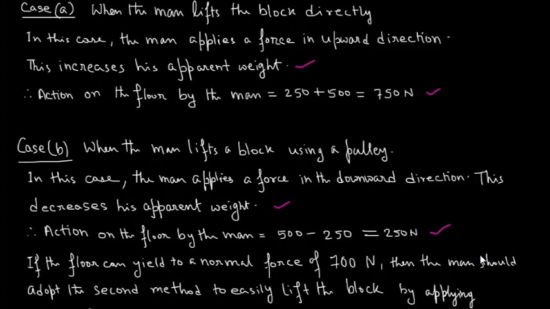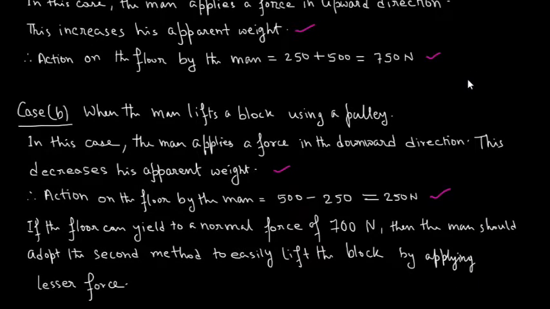If the floor can yield to a normal force of 700 Newton, then the man should adopt the second method to easily lift the block by applying lesser force. And this is the solution. Now let us move to the next question.